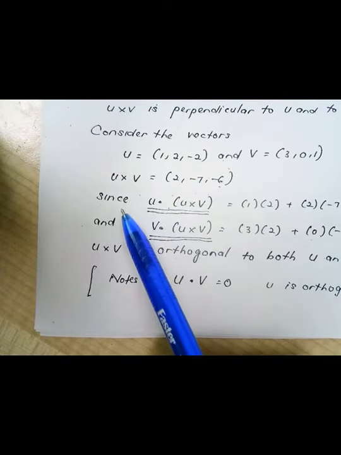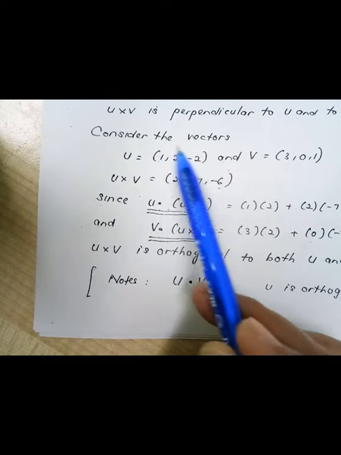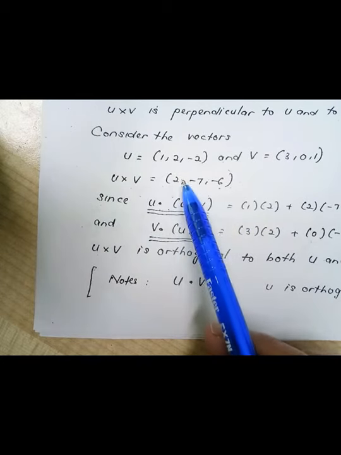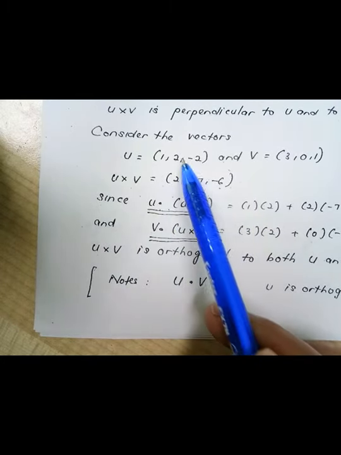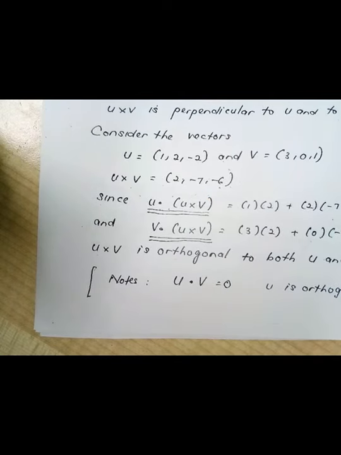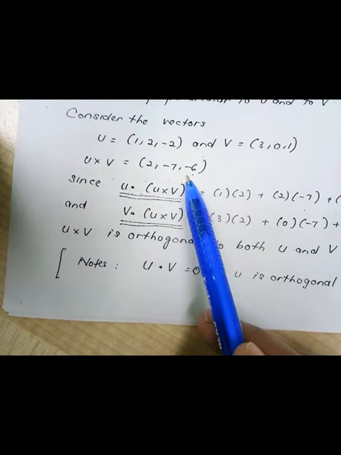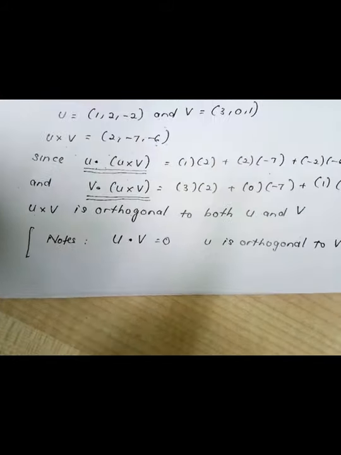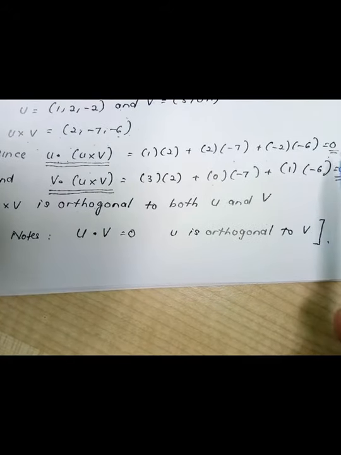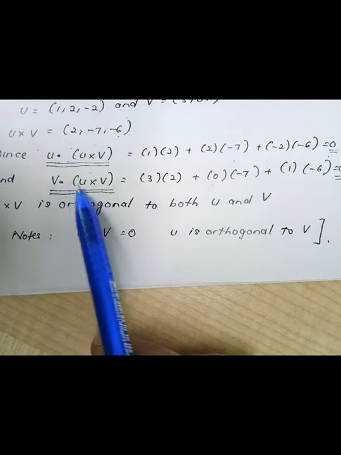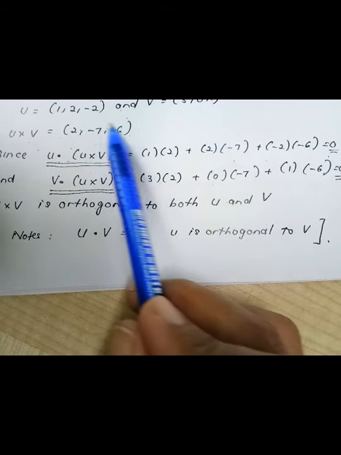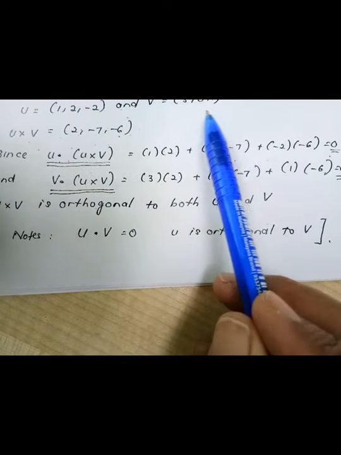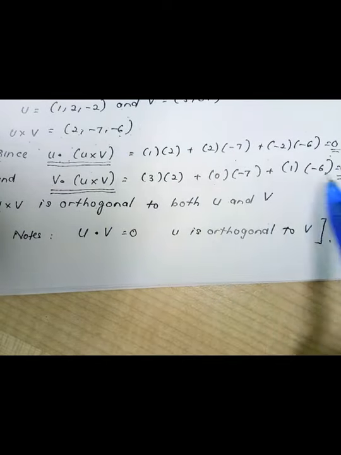So now let's find U dot U cross V, U dot this component: 1 times 2 plus 2 times minus 7 plus minus 2 times minus 6. When we solve this, we get 0. For V dot U cross V, V dot this one: 3 times 2 plus 0 times minus 7 plus 1 times minus 6. Solve this, we get 0.